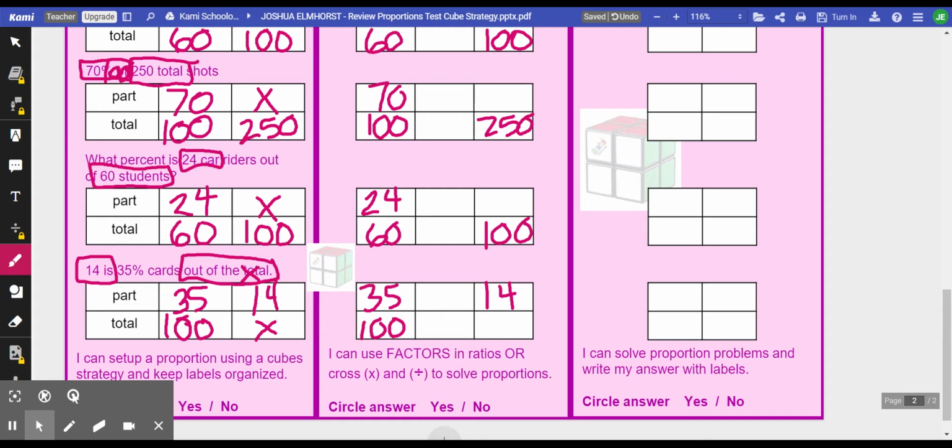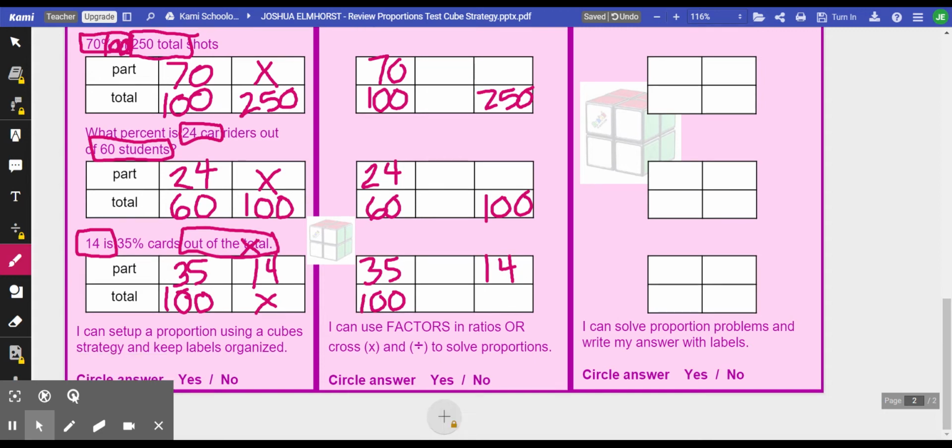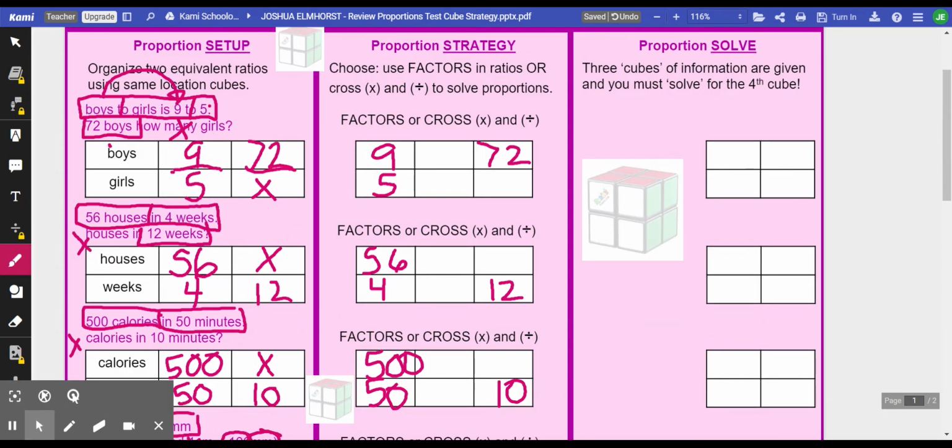So once we move it over to the middle, now we look at the last question on the bottom: I can set up proportions using cube strategies and keep labels organized. So our goal is that yes, we can set up the proportion, put the part over the total, keep things in the right place. Then we can move on to the solving part. So now, once we set them up, we go to the strategy. And there's two options. You can use factors, which means you're multiplying or dividing by a number. Or if you don't know what the factor is, then you can use cross products, where you multiply across the proportion and then divide by the other missing piece. So you use two pieces multiplied and divide by the third piece to give you the fourth missing piece.